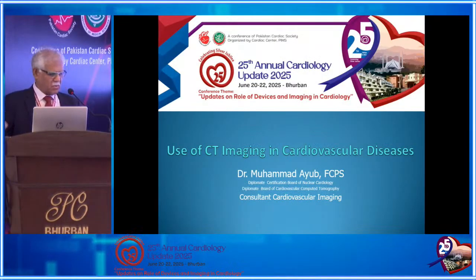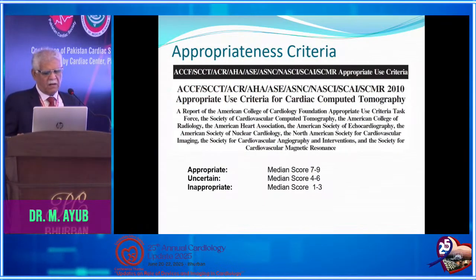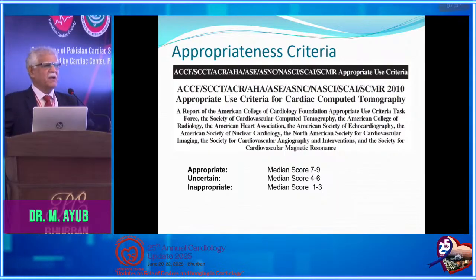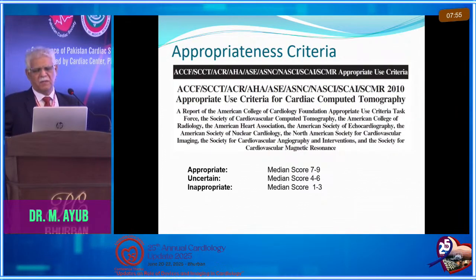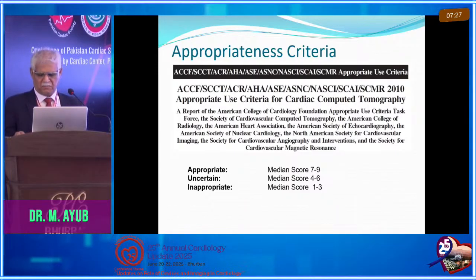This talk is about clinical applications of cardiovascular CT. Cardiovascular CT use criteria has been defined by ACCF along with multiple other bodies, and they have defined appropriateness criteria. If the score falls between 7 to 9, then that indication is considered appropriate. If it is less than 3, then that is considered inappropriate or a class 3 indication. And if it is between 4 to 6, then that is just a borderline case or uncertain indication.